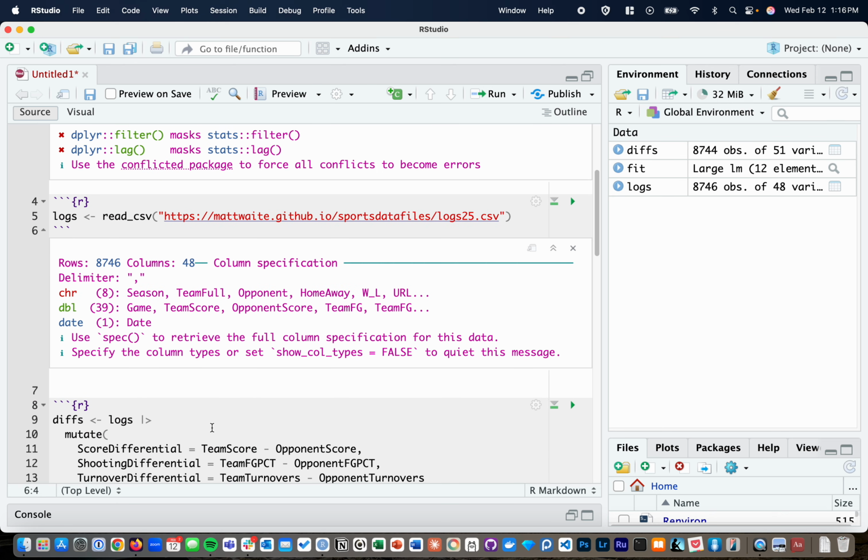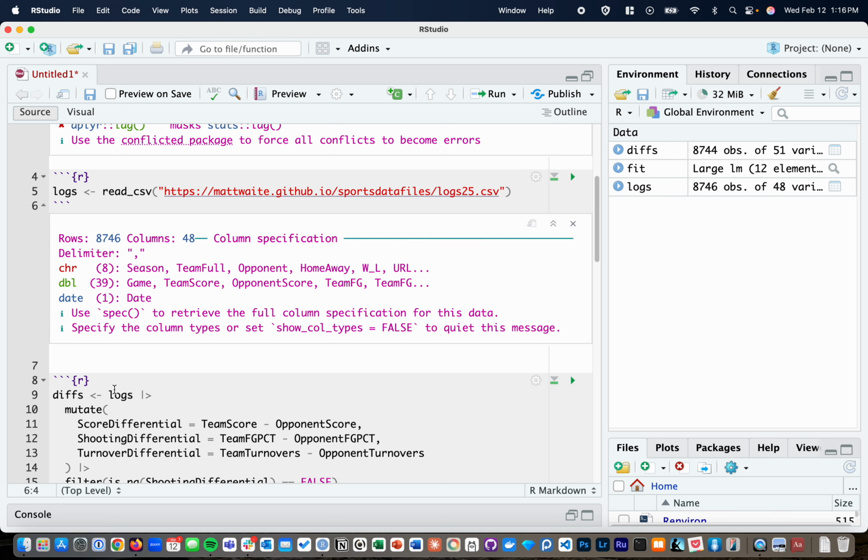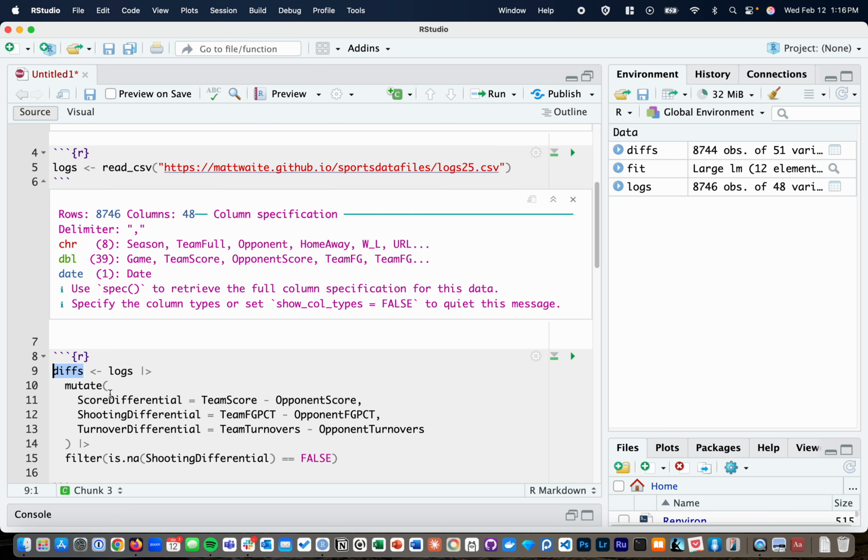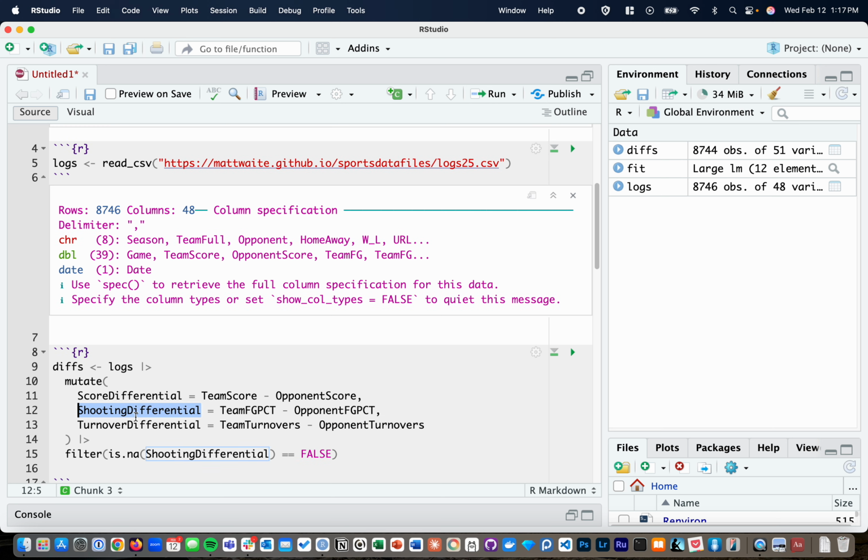I'm going to do something similar to what we did for the assignment today. I'm just going to create a new data frame called diffs. I've got a score differential, which is the team score and the opponent score. I've got a shooting differential, which is the team field goal percentage and the opponent field goal percentage. And I'm going to create a turnover differential here too. Nebraska's been a little sloppy with the ball at times, so let's look at team turnovers minus opponent turnovers. Is that predictive in a basketball game? Because the answer here is yes. And of course it is.